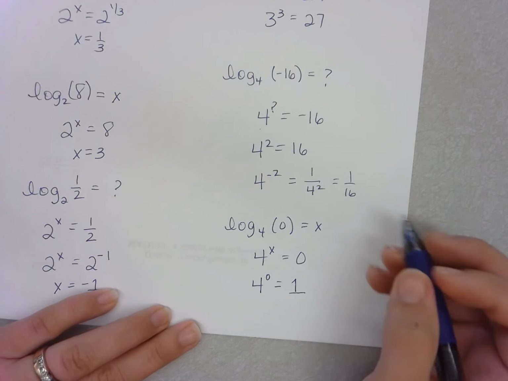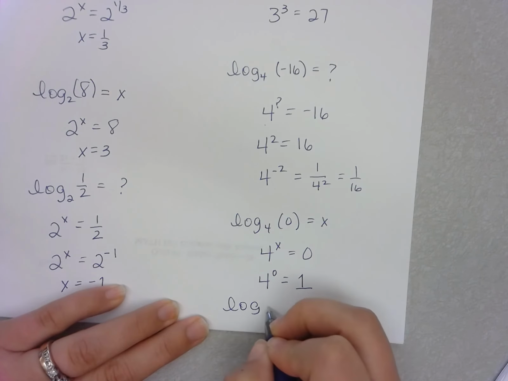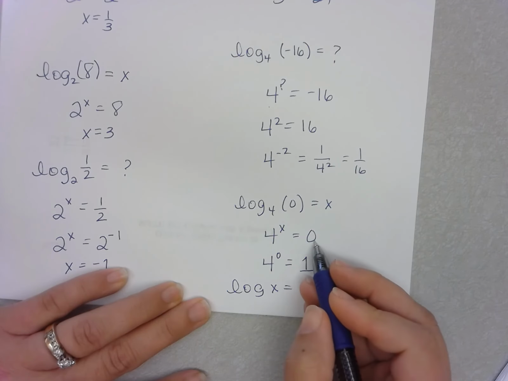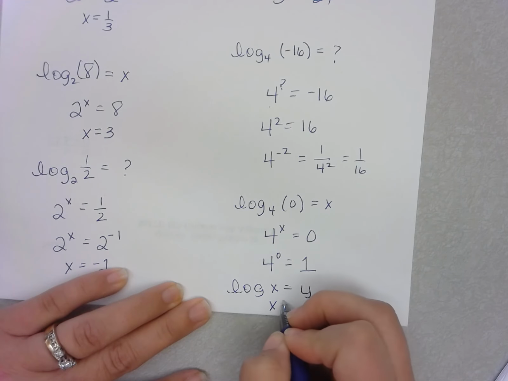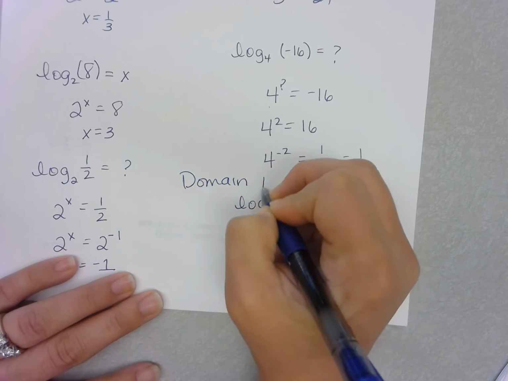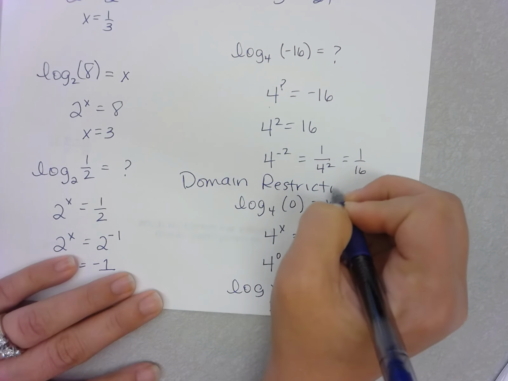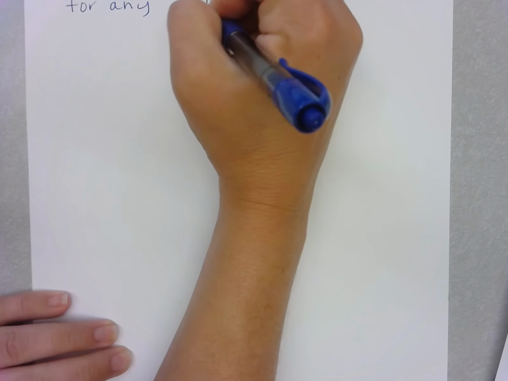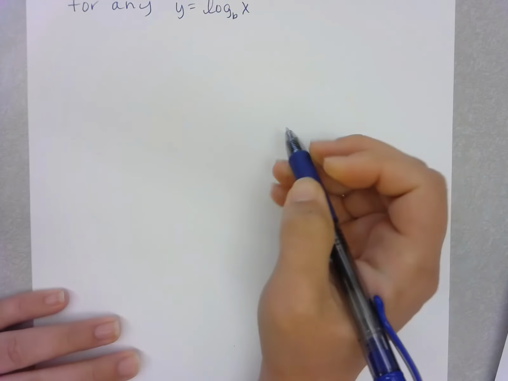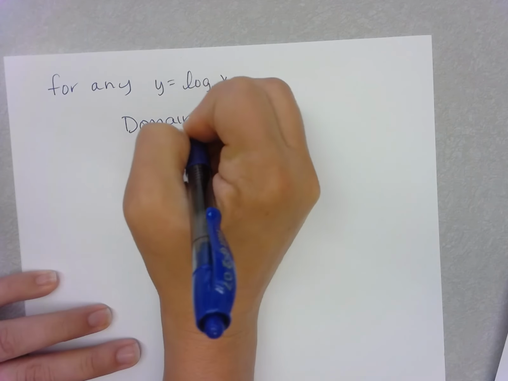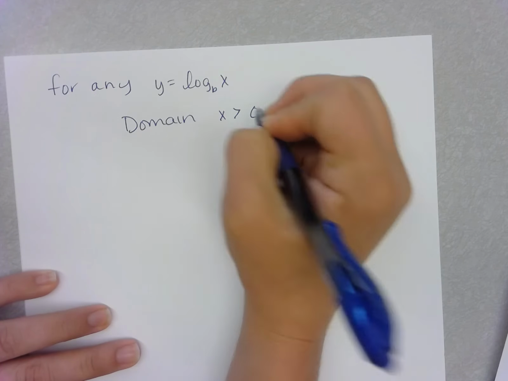So our new domain restriction, if I had log of x equals y, my domain restriction would be it can't be 0 and it can't be a negative number. So I would say that x has to be strictly greater than 0. So this is a new domain restriction that for any log function, y equals log base b of x, so any base b, my domain restriction is x has to be greater than 0.